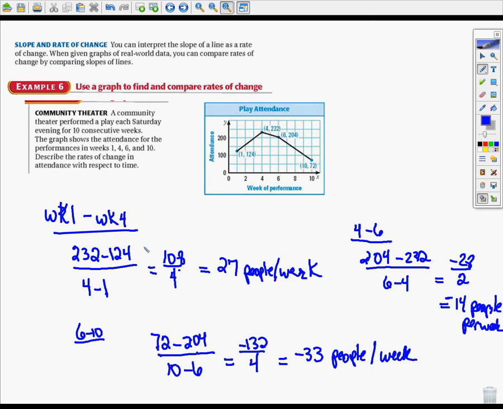So here, from week 1 to week 4, you're gaining an average of 27 people per week for those 3 weeks. Then from weeks 4 to 6, you're losing an average of 14 people per week. So 14 fewer people per week are showing up. And then from week 6 to 10, you're losing an average of 33 people per week. So describe the rates of change, and that's what we just did.